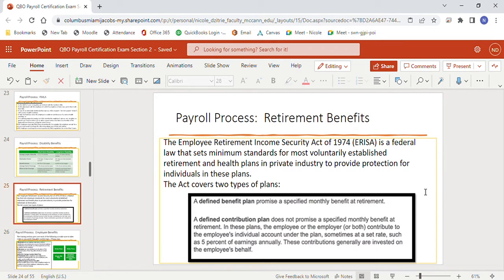The next one is retirement benefits. So the Employee Retirement Income Security Act of 1974 is a federal law that sets minimum standards for most voluntarily established retirement and health plans in private industry to provide protection for individuals in these plans. The act covers two types of plans, a defined benefit plan and a defined contribution plan.